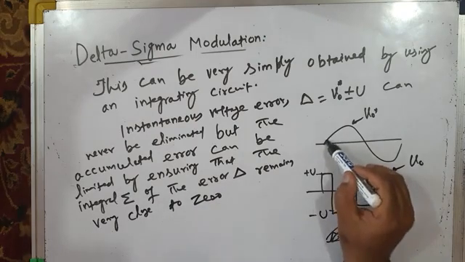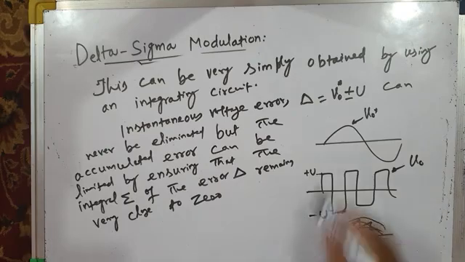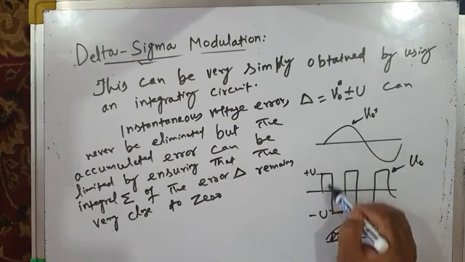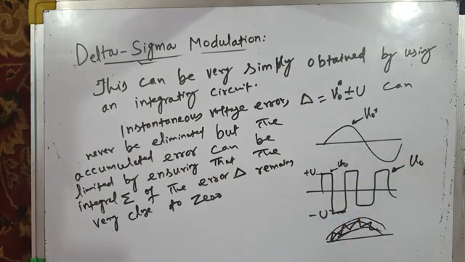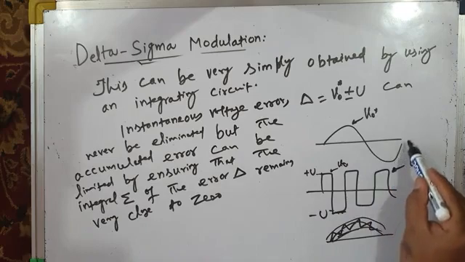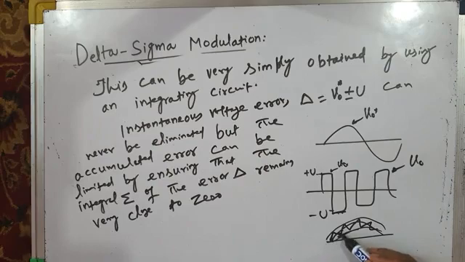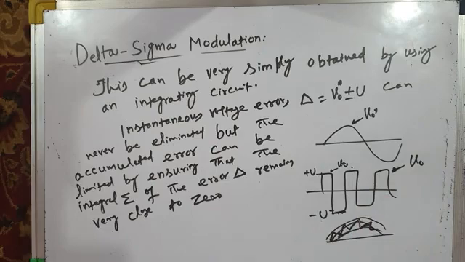Just like in hysteresis current control, we find the error between I star and I, and that error is maintained within this narrow hysteresis band, so that I is very closely following I star. But in this case, you are controlling voltage. The error between V naught star and V naught can never be zero, because your V naught star is continuously sinusoidally varying, but your V naught is a discrete signal. Your V naught is not a signal like this, it is a discrete signal like this, plus U, minus U, plus U, minus U, like this.